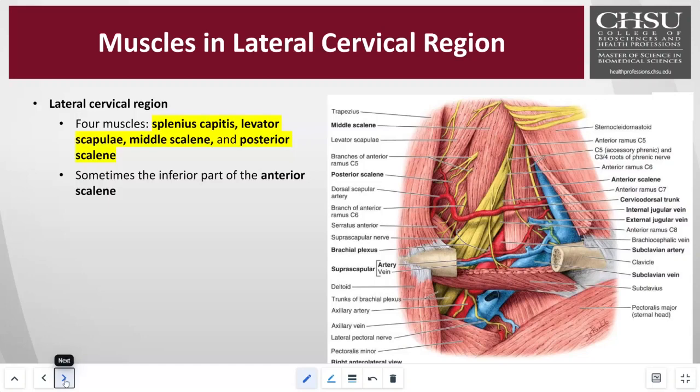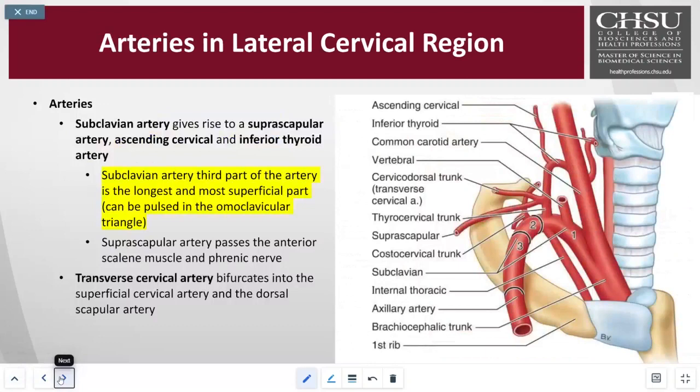Just there for you. So in the lateral cervical region, the ones that we're going to go over are the splenius capitis, the levator scapulae, the middle scalenes, and posterior scalenes. And sometimes the inferior one might just be kind of lumped together as the anterior one, depending on what text or what image you use. So we'll go over the functions and actions of each of them.